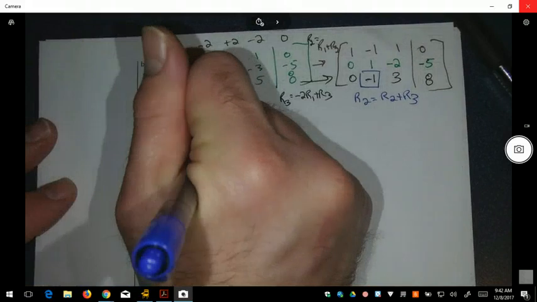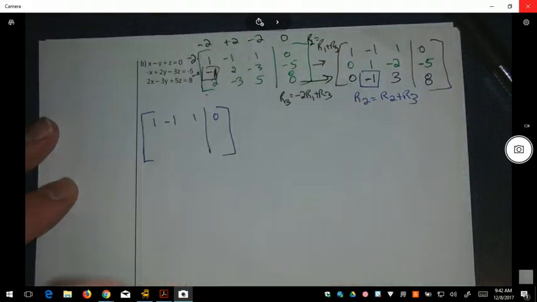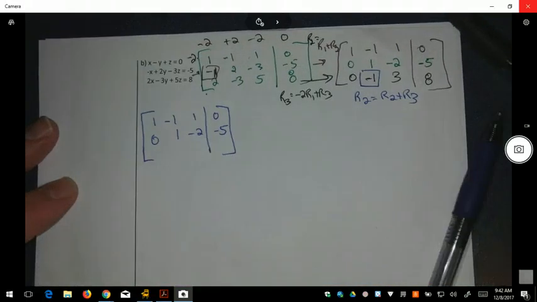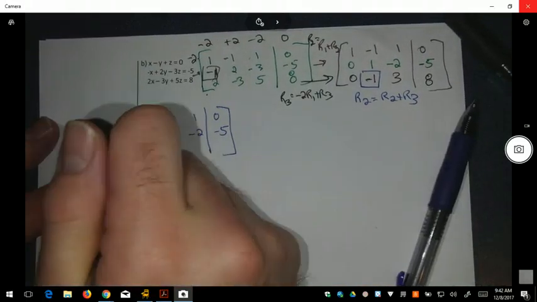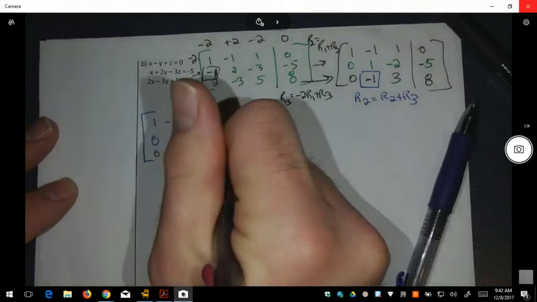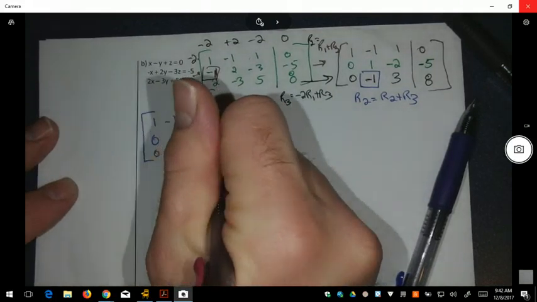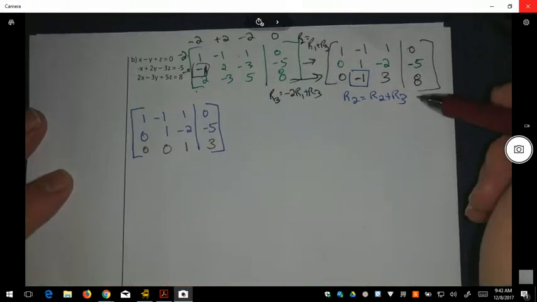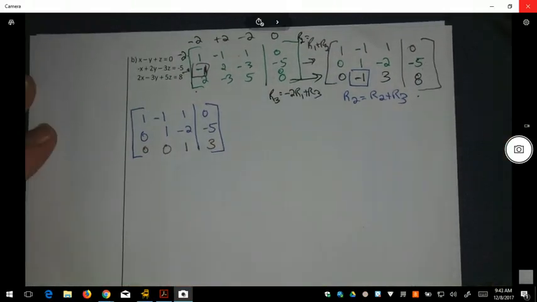1, negative 1, 1, 0. 0, 1, negative 2, negative 5. I've kept those the same, but this one becomes 0, 0, 1, 3, not 8. Because you got to add row 2 and row 3, negative 5 plus 8. Be careful.